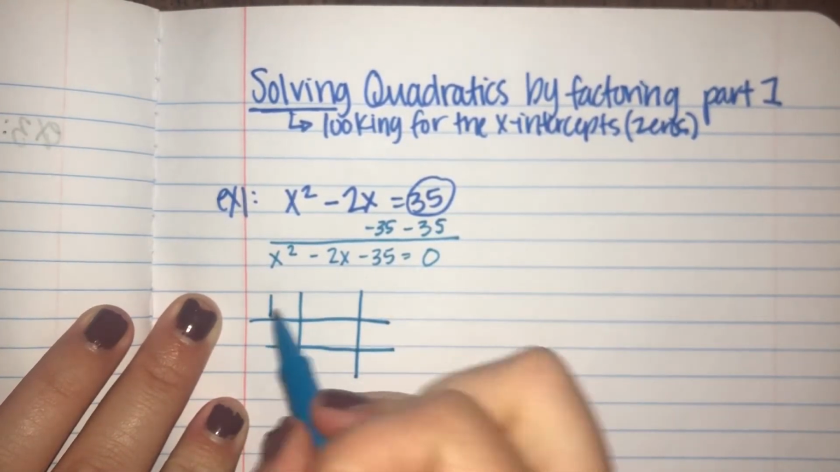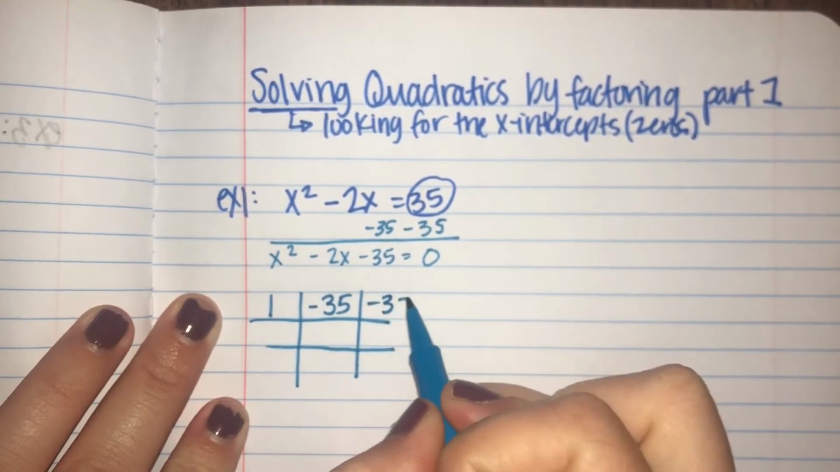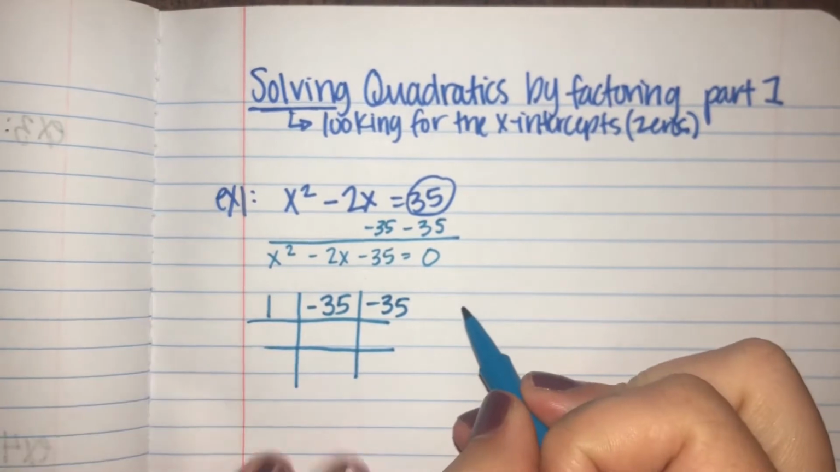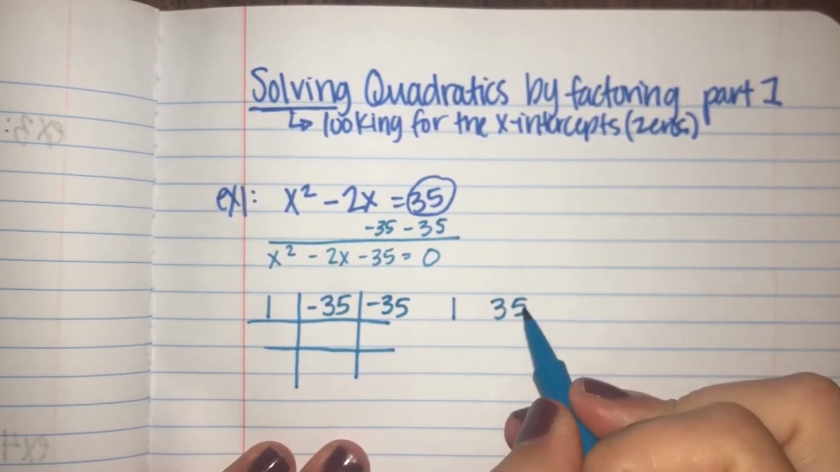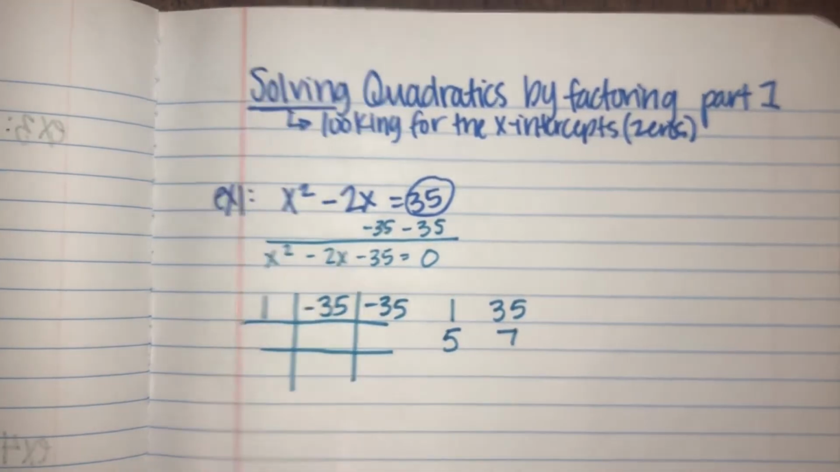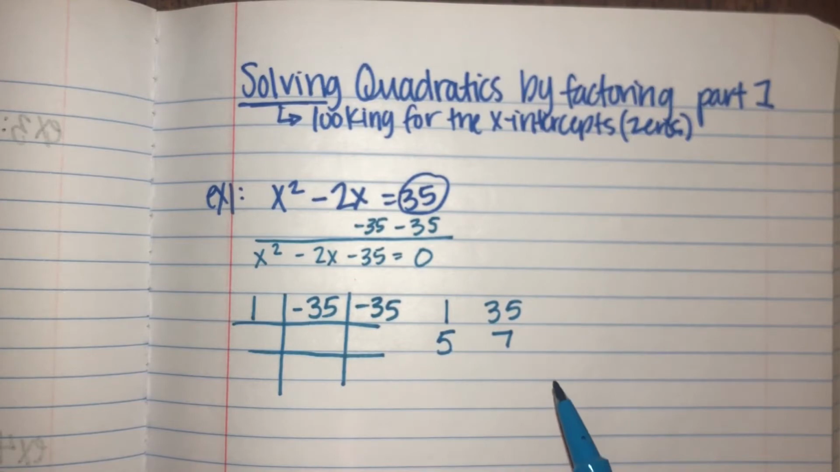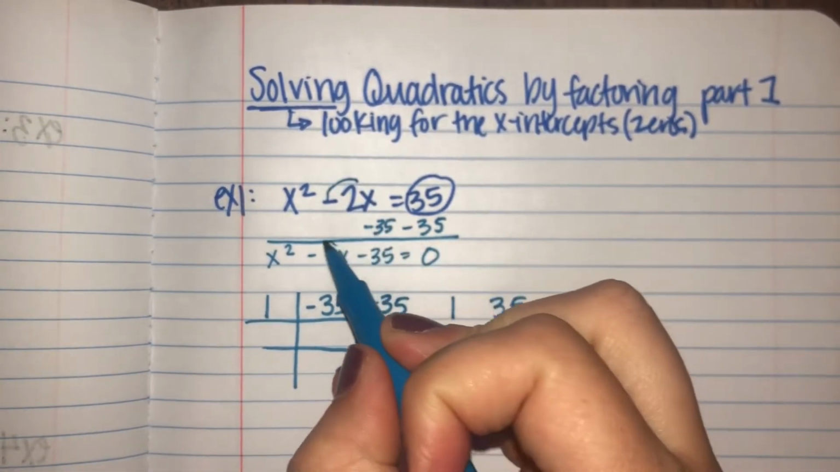So I have 1 and negative 35. I multiply those, and then I list the factors of 35. 1 and 35. 2 doesn't go in there. 3 doesn't go in there. 4 doesn't. 5 and 7 will. And I think that's it. I'm looking for the pair that gives me negative 2.